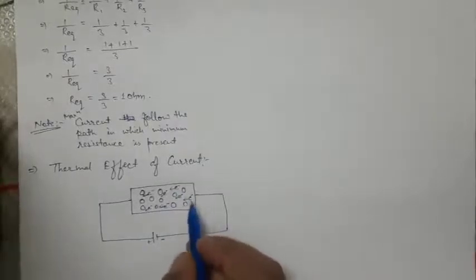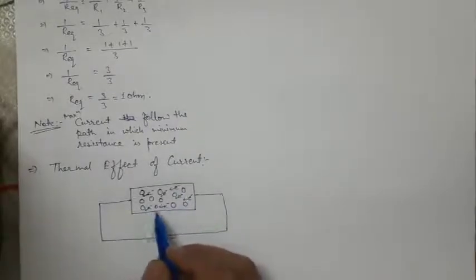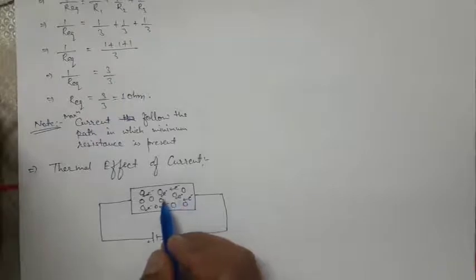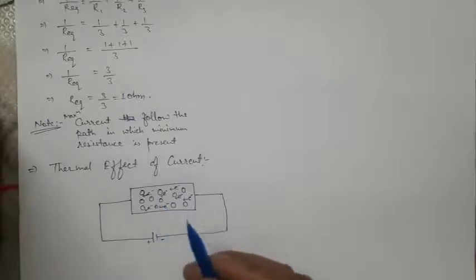When the electron is moving in the preferred direction, the atoms collide with the electrons. Then the kinetic energy of the electron is transferred in the form of heat. When they collide with each other, the kinetic energy of the electron is transferred to the metal in the form of heat. Okay, this phenomenon is known as the thermal effect of the current.